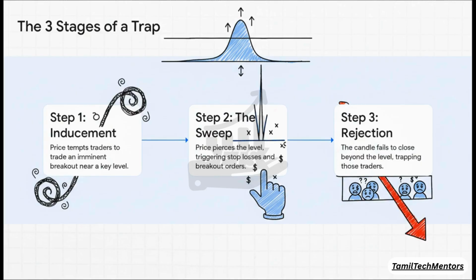First, you have the inducement. The price just kind of hangs out near an obvious level, tempting everyone with what looks like an amazing breakout about to happen. Then, stage 2, the sweep. The price quickly stabs right through that level, grabbing every single order it can. And finally, stage 3, the rejection. The price slams back in the other direction, leaving all those poor breakout traders completely trapped on the wrong side.